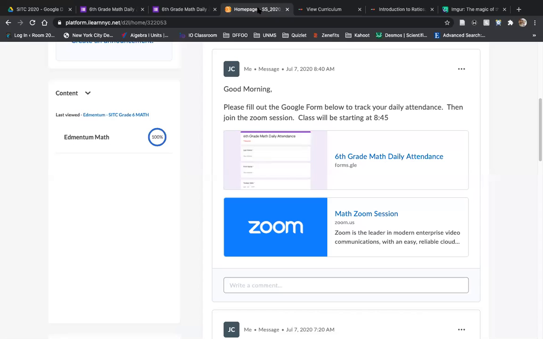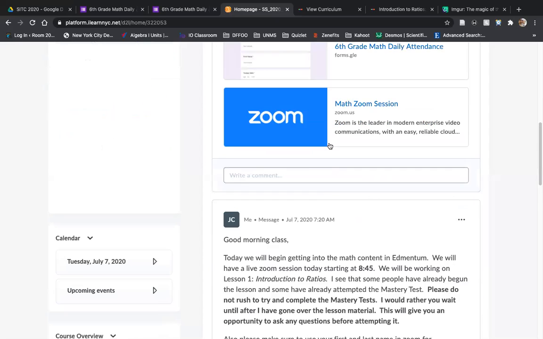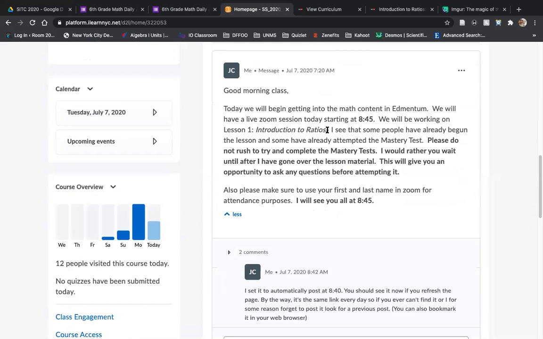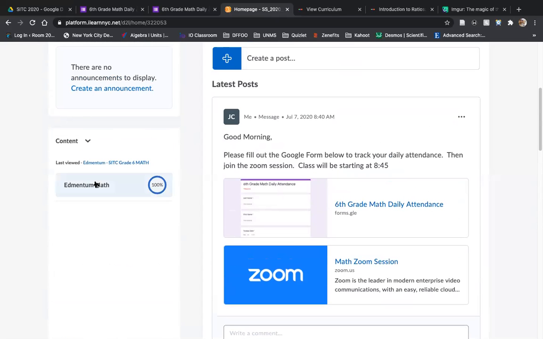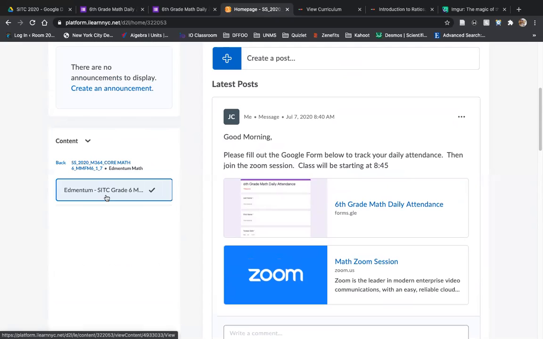So once that's done, what usually you're going to do is find your work in Edmentum. So I kind of gave instructions down here on what we're going to do today. I said that we're working on lesson 1, Introduction to Ratios. So some people started it yesterday. If you already started it, that's fine. I'm still going to go over it because I saw some people look like they needed some help with it. We're going to click on there.